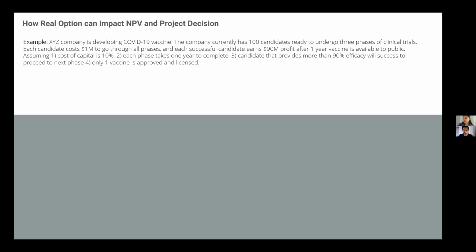Let's look at an example of a vaccine research product. Assume we have 100 vaccines as candidates in the portfolio. Each vaccine candidate will cost $1 million to complete the whole research and testing cycle. The assumed success rate of the whole portfolio will be 1%, which is one vaccine out of 100. The winner vaccine will bring $90 million terminal profit at the end of year 4.